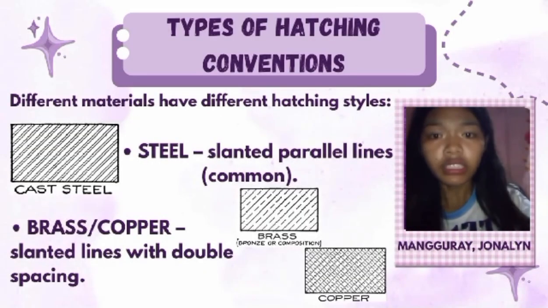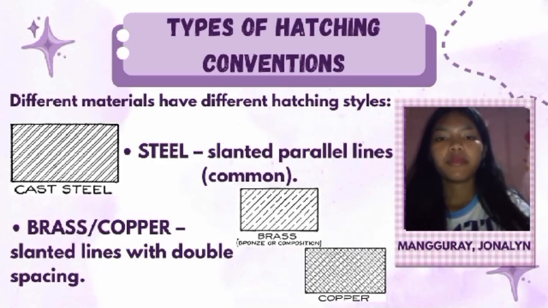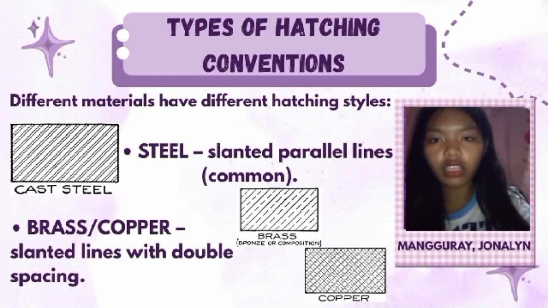So, there are types of hatching. The first one is steel, slanted parallel lines, represented by a pattern of closely spaced slanted parallel lines, often at a 45-degree angle. This is one of the most common and generally used section lining patterns for most metals where no specific material needs to be identified.